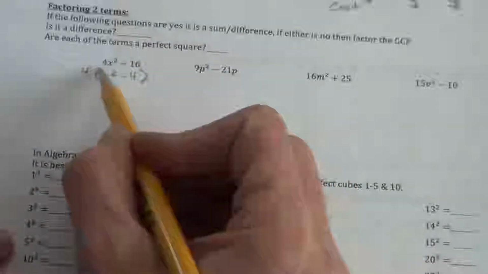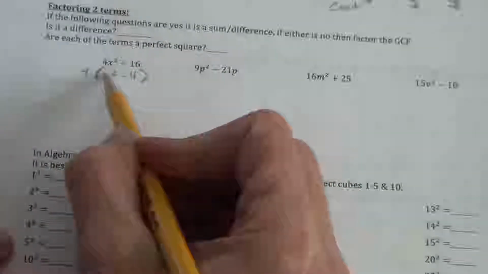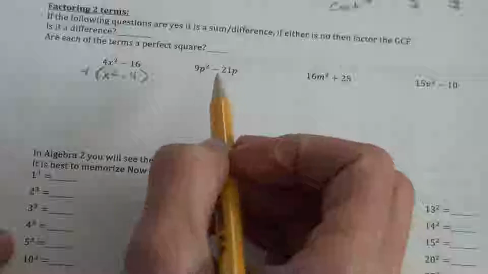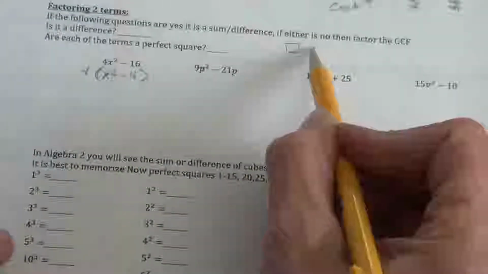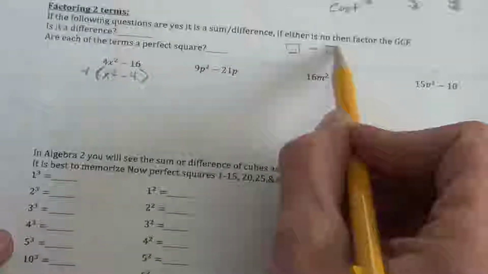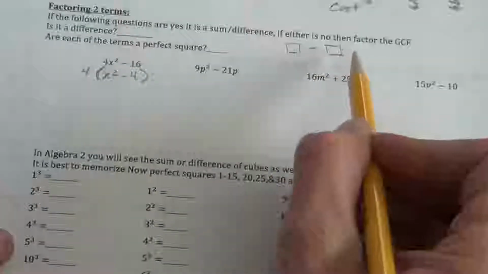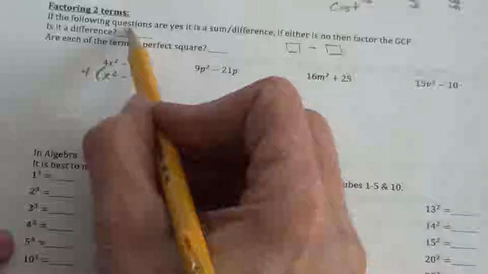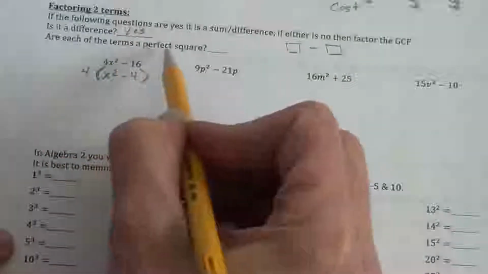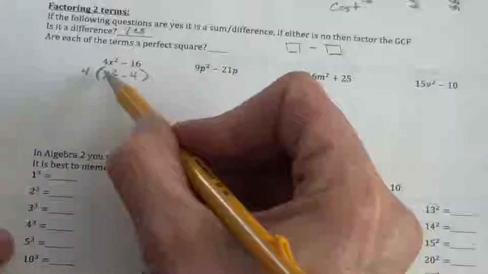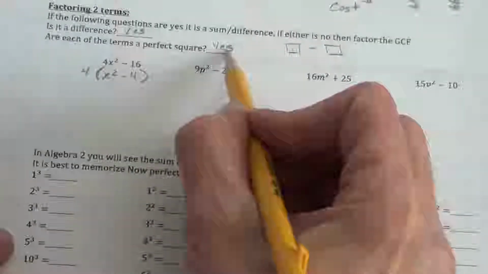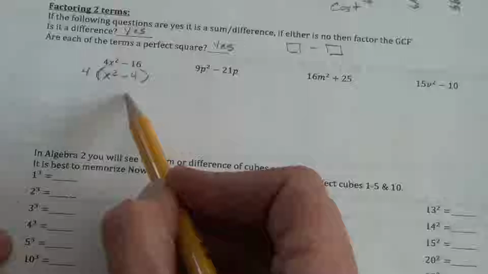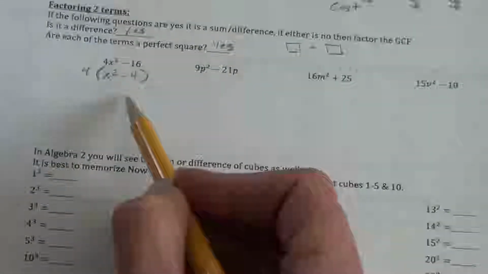Now when you look at two terms, there's one thing that's kind of tricky that you want to always look for. If you have two perfect squares with a minus between them, we call that a difference of two squares. So yes, there would be a difference. Are each of the terms perfect squares? In that case, that's a 1 and a 4. Yes, they are perfect squares.